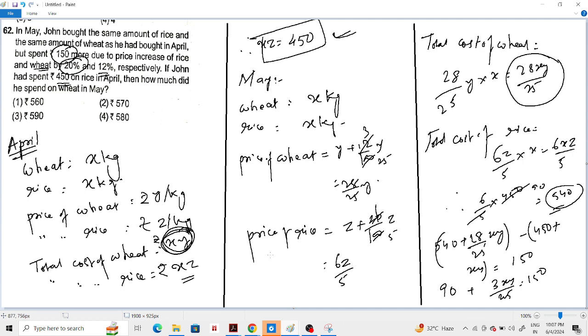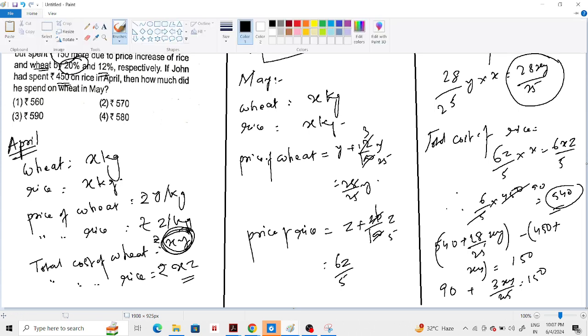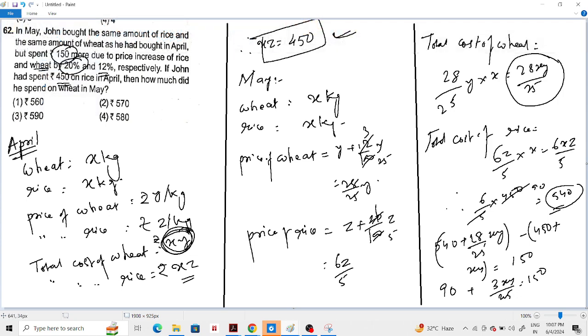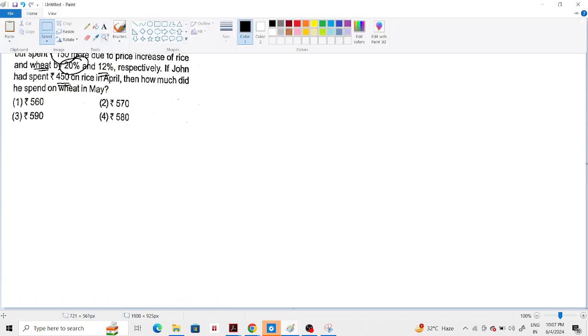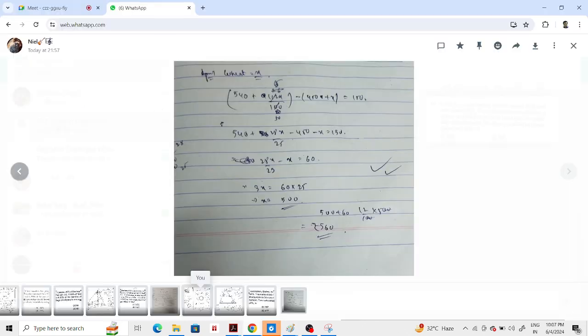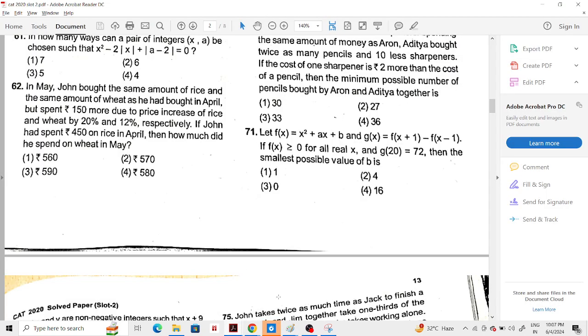Okay. So Shridhama, you see what Niladri has done. I think that we must learn this process as well. But you can do whichever process is clearer to you. I have sent you the picture. So what Niladri has done, he has done with less number of variables.